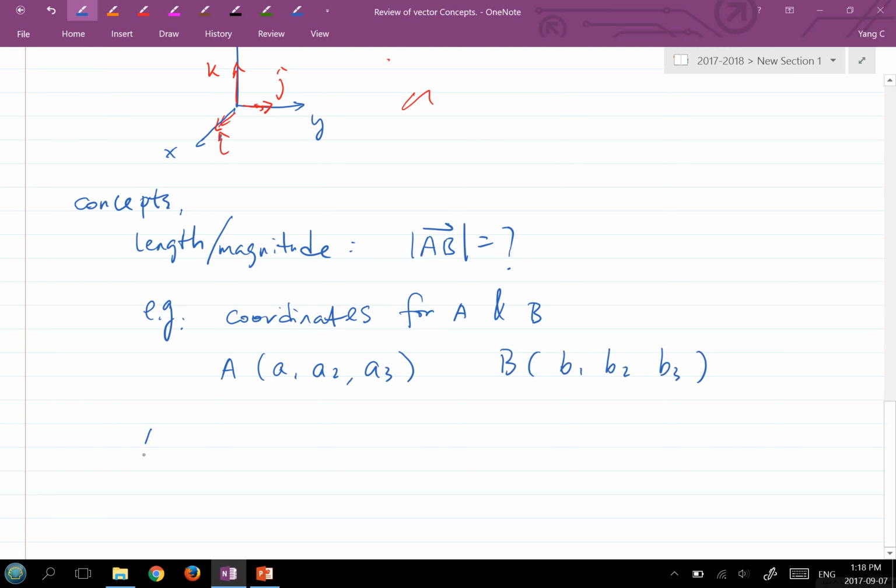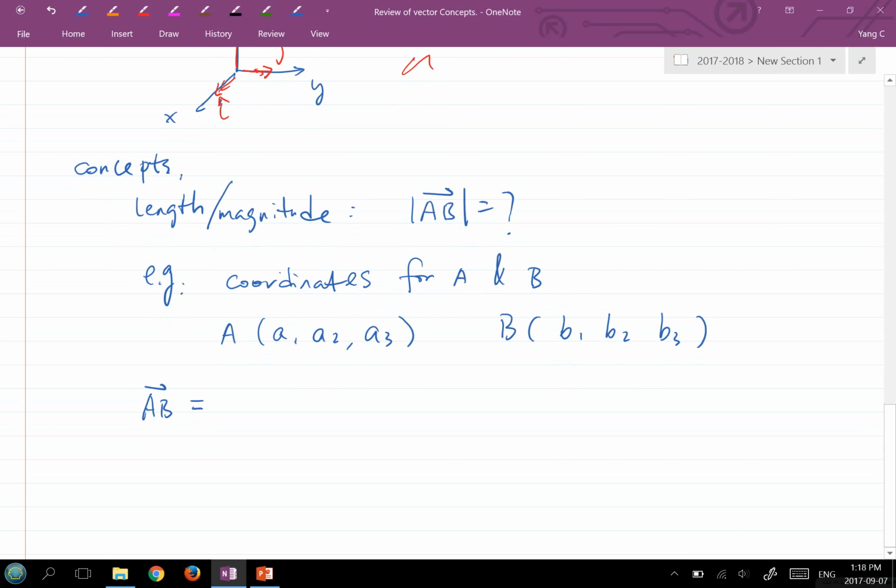First of all, the vector AB. If you calculate it using the coordinates, here is the way you will write it. You will write it using what I call a half angle bracket here.